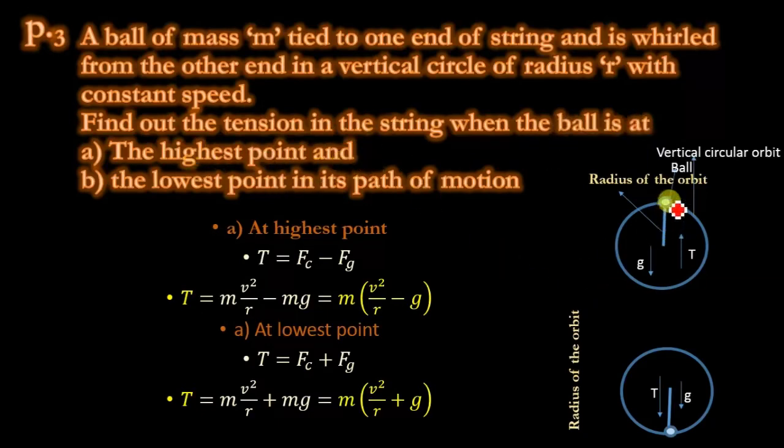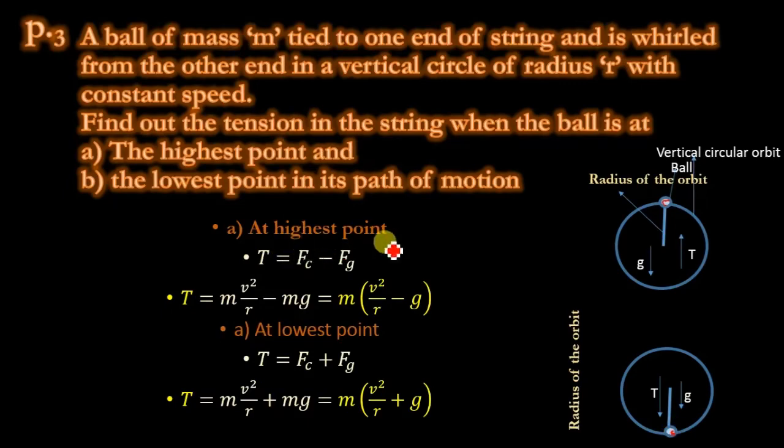It means part 1 of this problem is to calculate the tension T in the string when the ball is here, and part 2 is to calculate the tension T in the string when the ball is at the lowest point in the path of motion. The part 2 is we will calculate the tension when the ball is here.